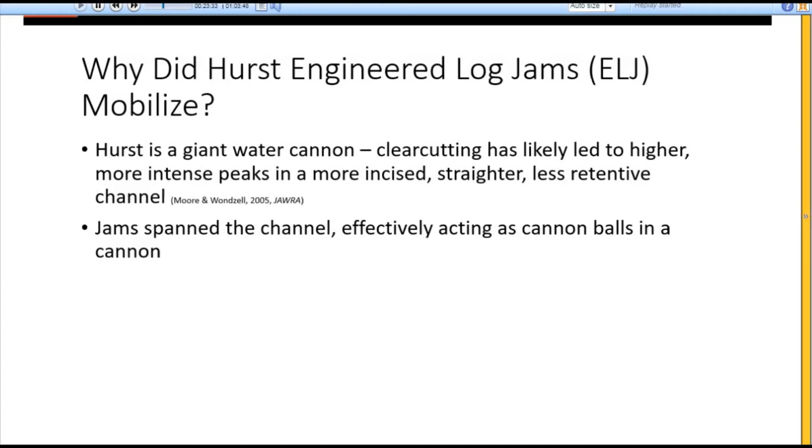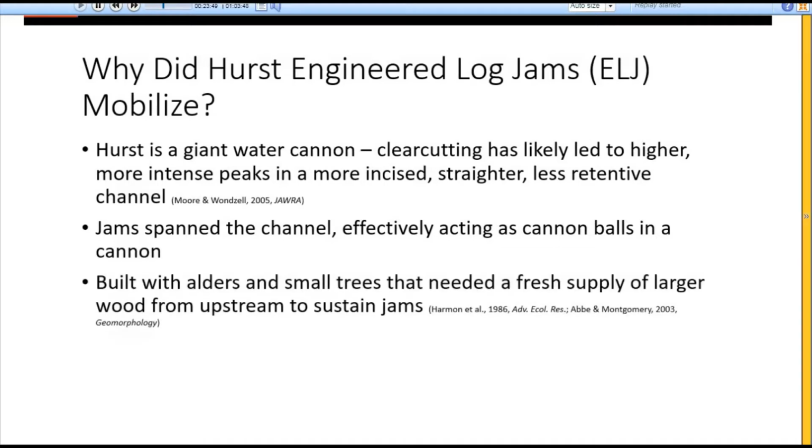Because they were impermeable, they kind of acted as cannonballs in the cannon that was Hearst Creek. So every time it flooded, these jams had to take the full force of the flow energy going down Hearst Creek. There was no significant side channel development that would have dissipated that flow energy.